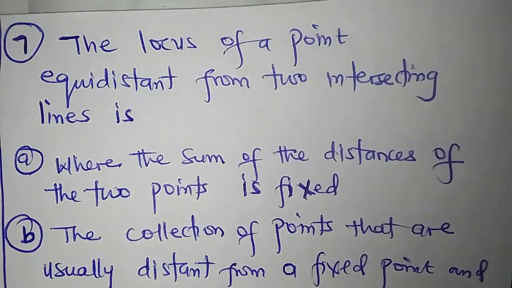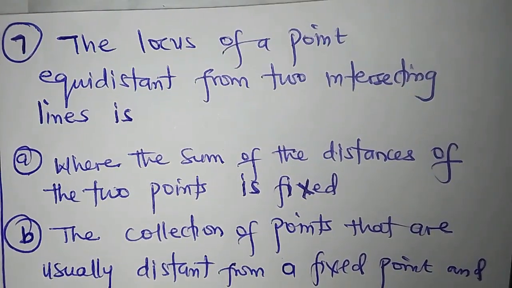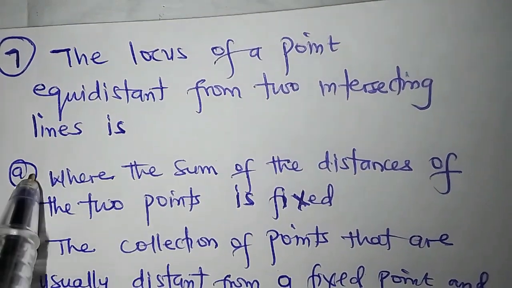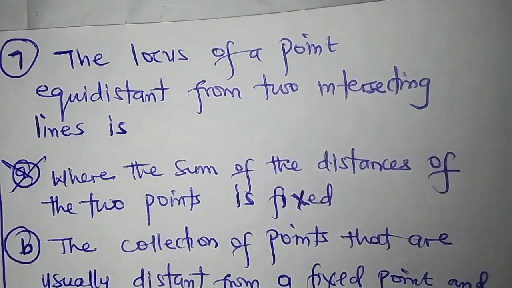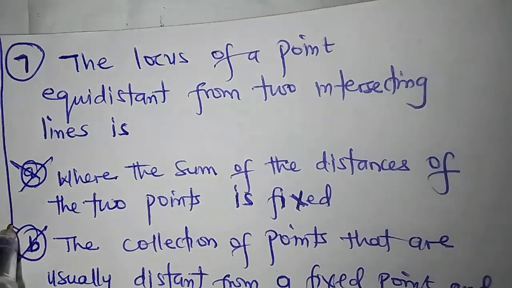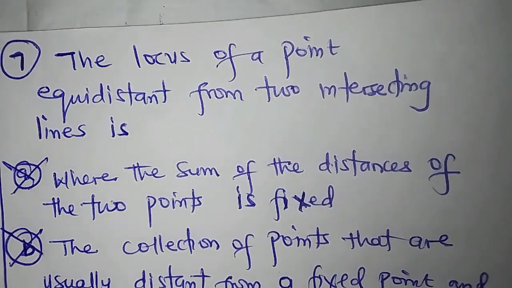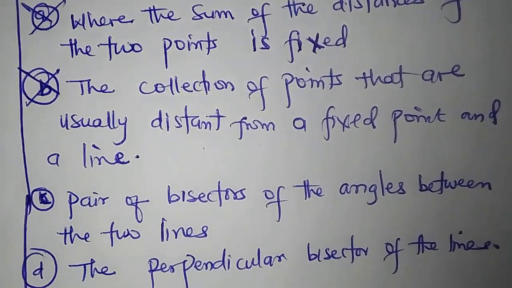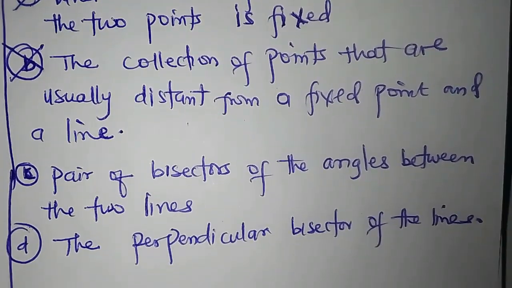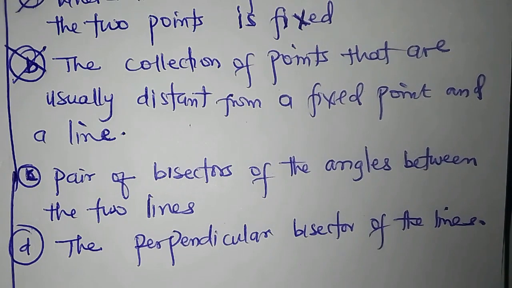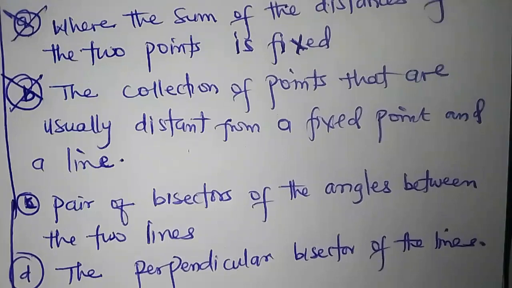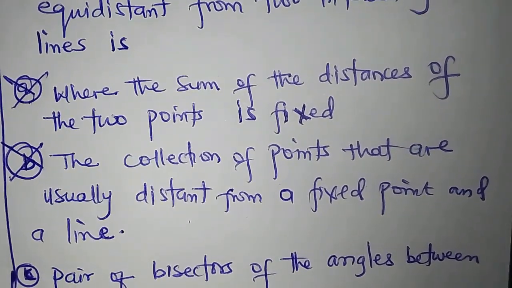Now take note, under locus there are some rules that we consider to answer questions. Option A is not a locus rule. Option B is also not a locus theorem or a locus rule. So my answer is either option C or D. But now let me see which one will work for this. It says the locus of a point equidistant from 2 intersecting lines.